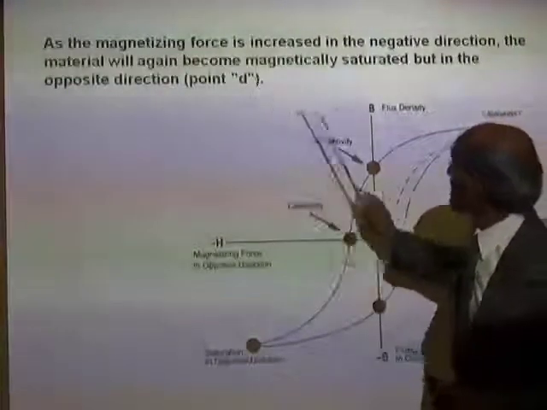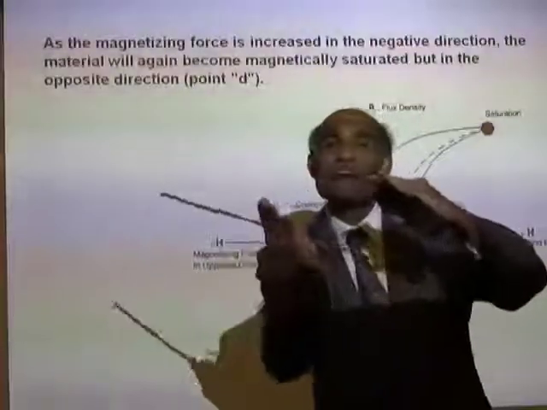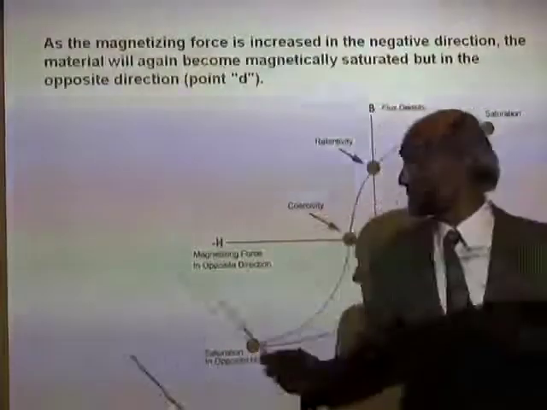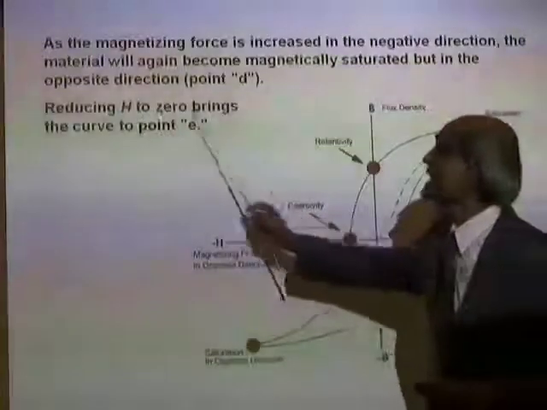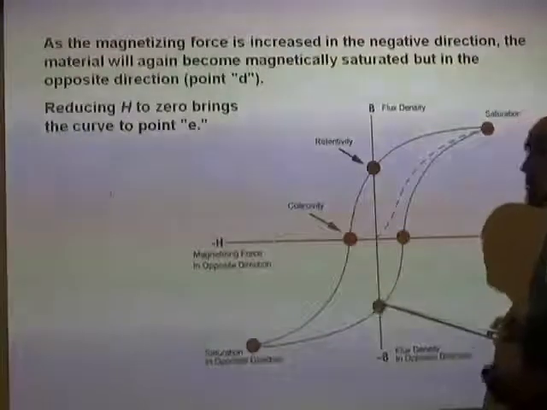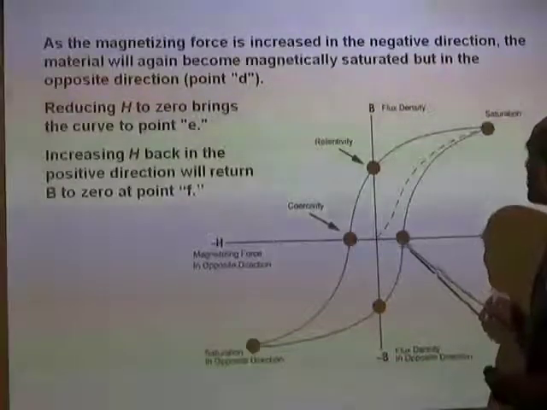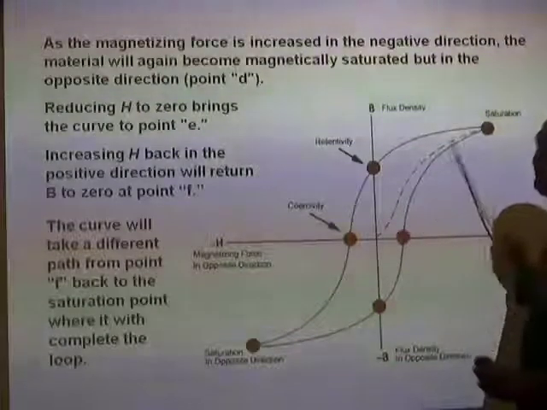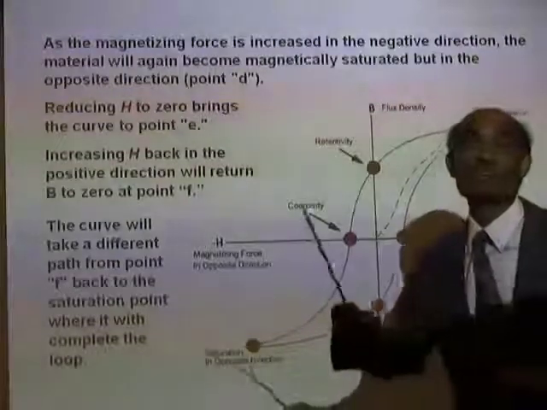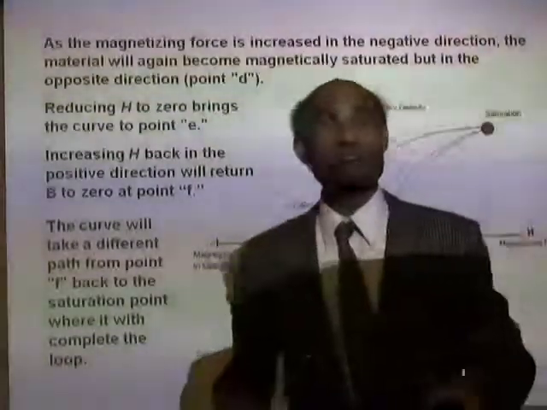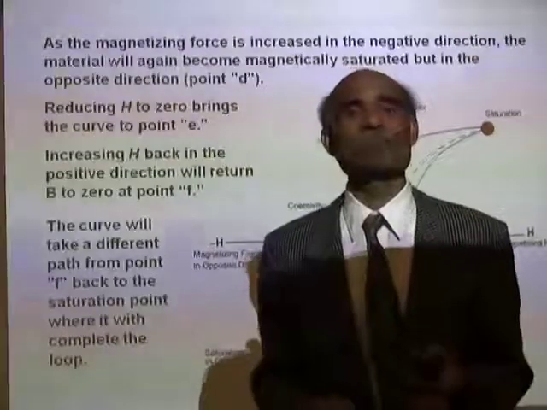Now, if the magnetizing force is sufficiently increased in the negative direction, then all the domains will be aligned in the opposite direction and will reach saturation. And you can retrace that path. Reducing H to zero brings the curve back to E, and then increasing H in the positive direction will return it to point F, and of course the loop can be completed. Now you can see the loop does not really follow the same path. That clearly indicates the retentivity of magnetism of ferromagnetic materials.